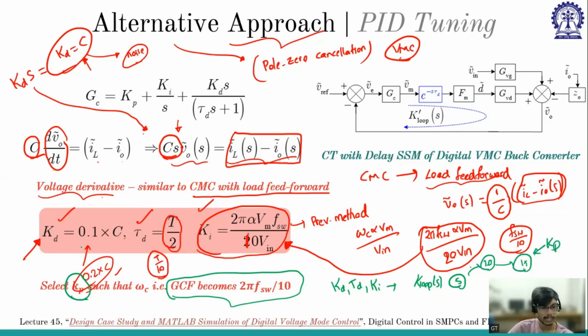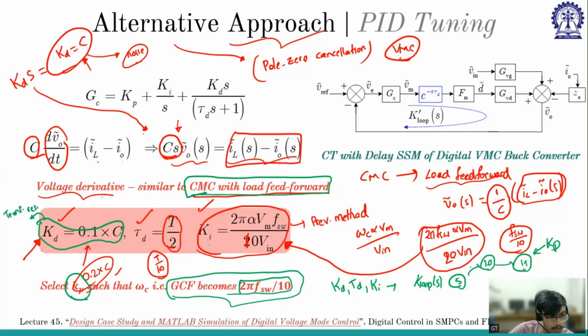So Kd and tau d and Ki give us some direction in which we have to go. We will take some values, and then Kp will be tuned in such a way that the gain crossover frequency becomes 2 pi fSW by 10. So now SAR got Kp, Ki, tau d. The advantage of this method is that, because of this derivative action, it will act like a current mode control with load feed forward. Because of this, the transient response will be much improved.